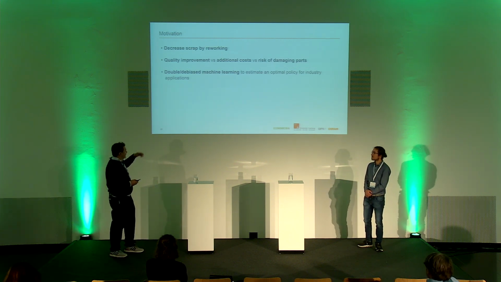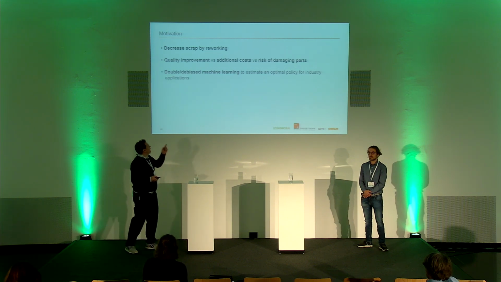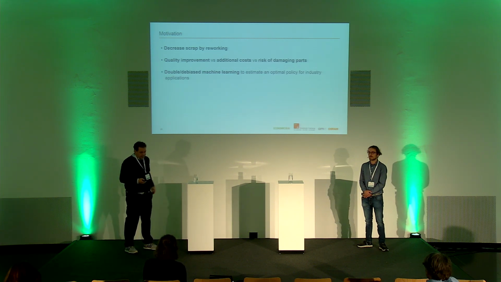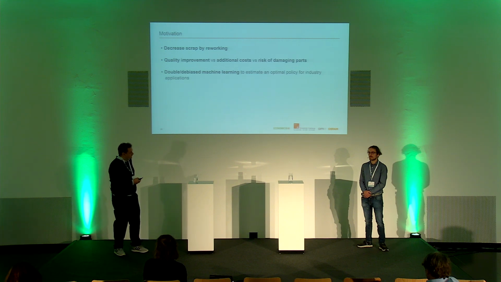And to do this, we have a causal problem, and therefore we use double debiased machine learning, which is a new method which was developed by my colleague Viktor Chernozhukov. We have been working on this, which is a way which allows us to use machine learning not only to make predictions, but really to figure out causal estimates.